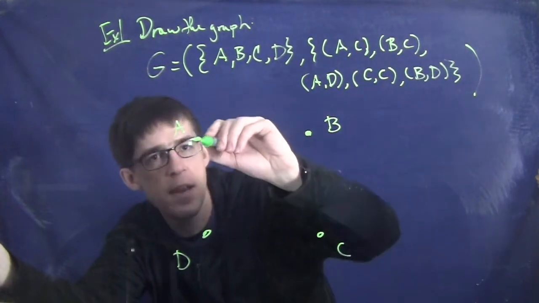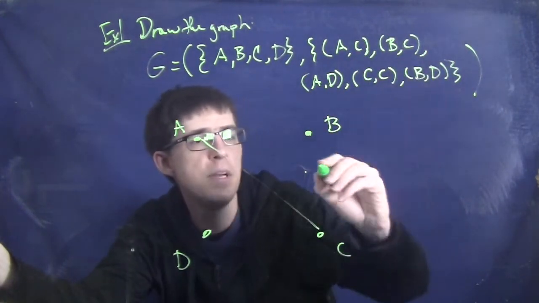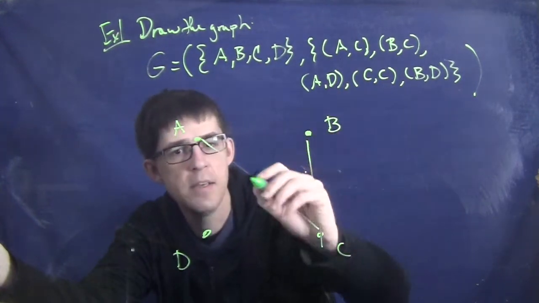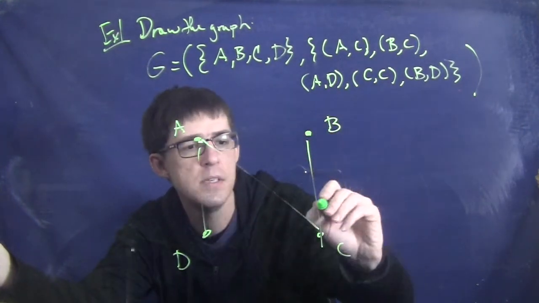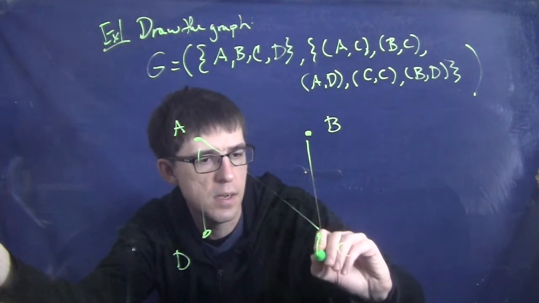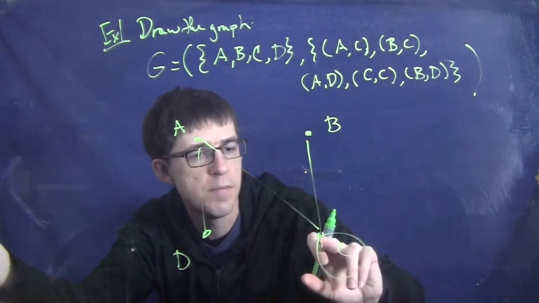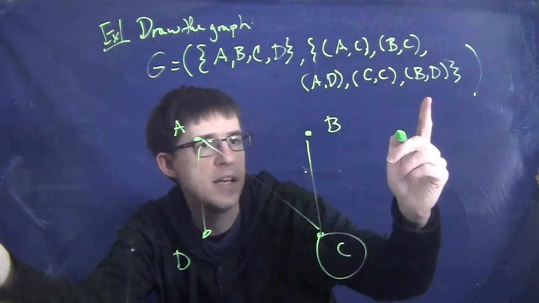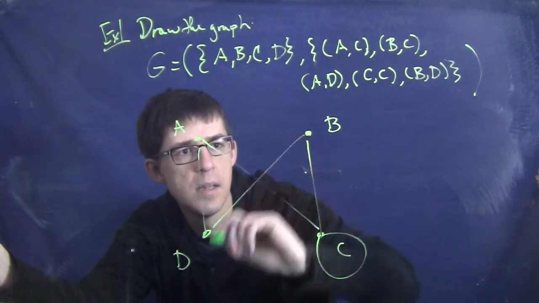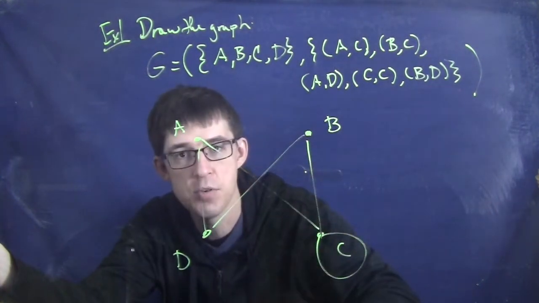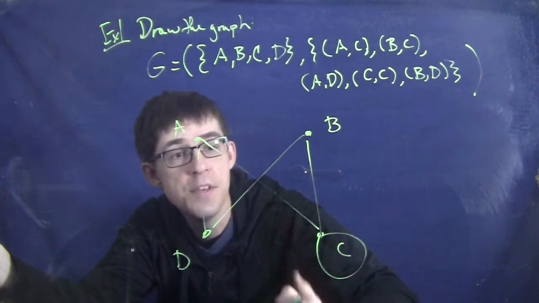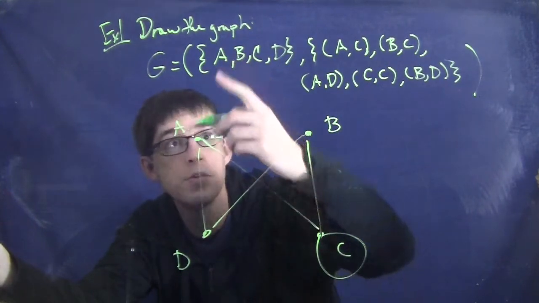So there is an edge from A to C. Okay. There is an edge from B to C. All right. There's an edge from A to D. It's here. There is an edge from C to C. So I guess this is like one of those looped edges, right, from C back to itself. And there is an edge from B to D, like so. All right. That's a picture of the graph. And I will have you know, this picture is correct. This is a picture of the graph.